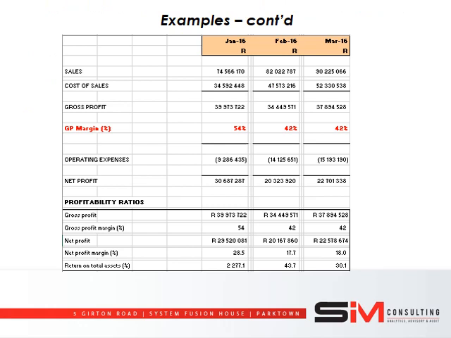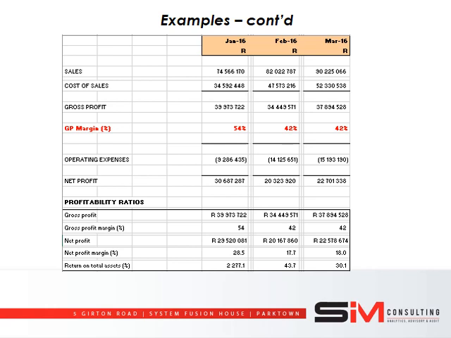Let's look at the example. This example is a statement of profit and loss. It's a statement of profit and loss because it shows us the sales, it shows us cost of sales, it shows us the profits, it shows us expenses. And this profit and loss report, it's for a 3 months period. It's for January 2016, February 2016 and March 2016.